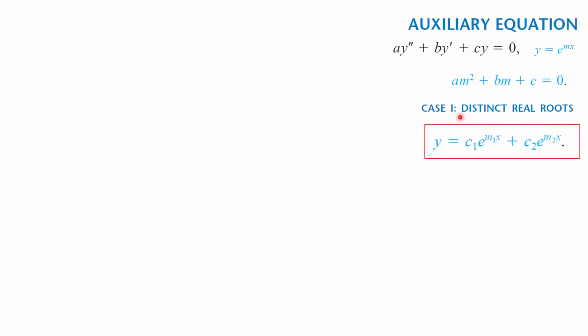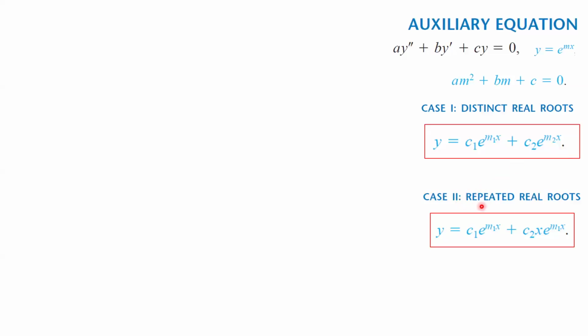So far, we saw that if we have a differential equation with constant coefficients, we can form the auxiliary equation using y equals e to the power mx. The auxiliary equation is am squared plus bm plus c equals 0, and you end up with three cases. In case 1, you have distinct real roots. The general solution can be written as c1 e to the power m1x plus c2 e to the power m2x.